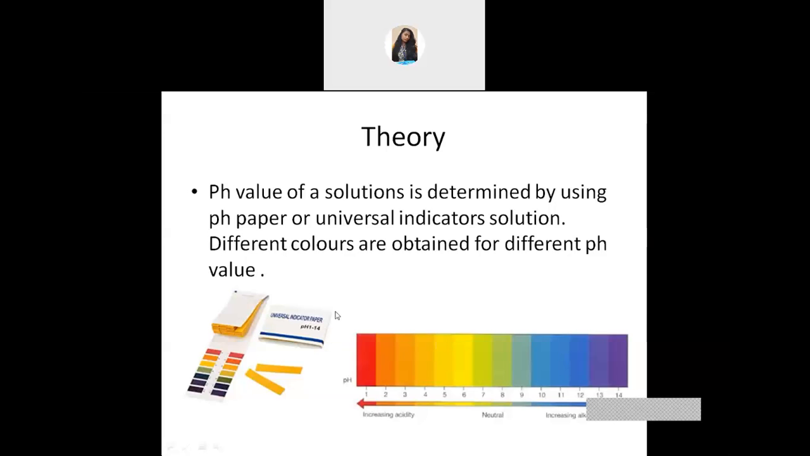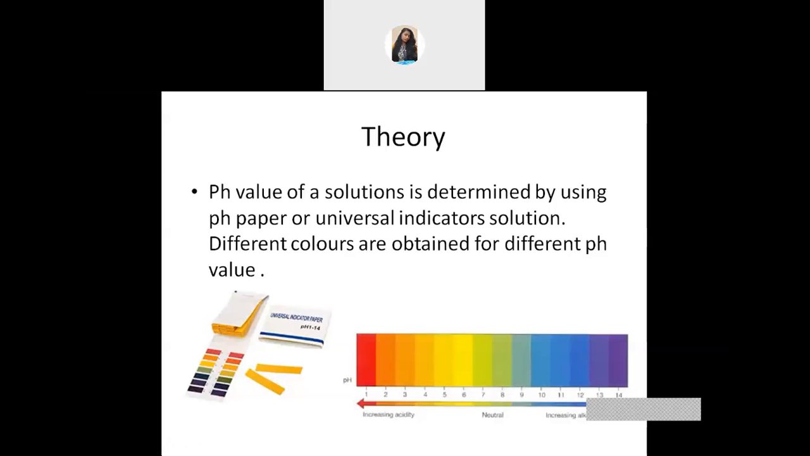For this experiment, the laboratorian or the external will supply you some solution in a beaker, and you have to determine whether the solution is acidic or basic in nature. Then what to do? You need a pH paper. This strip of paper is called pH paper, and you have to check whether the solution is acidic or basic in nature.